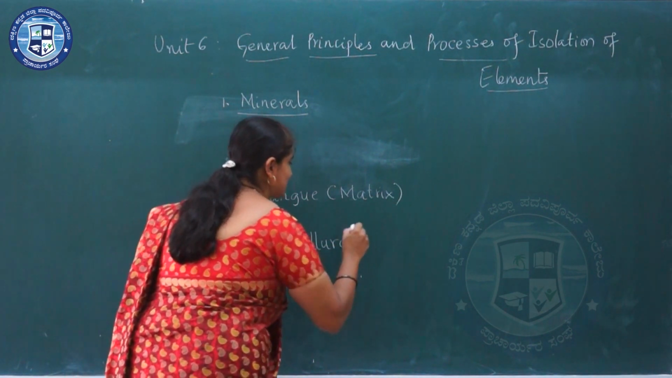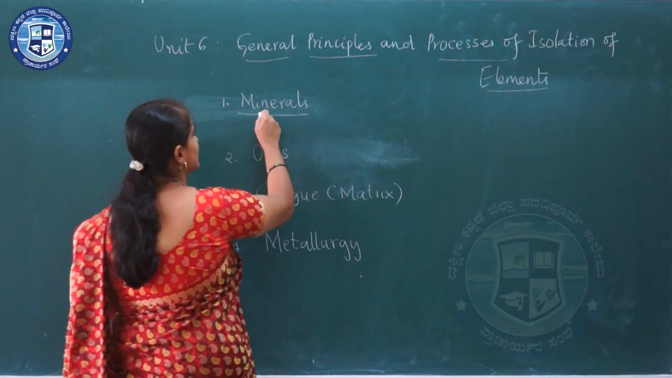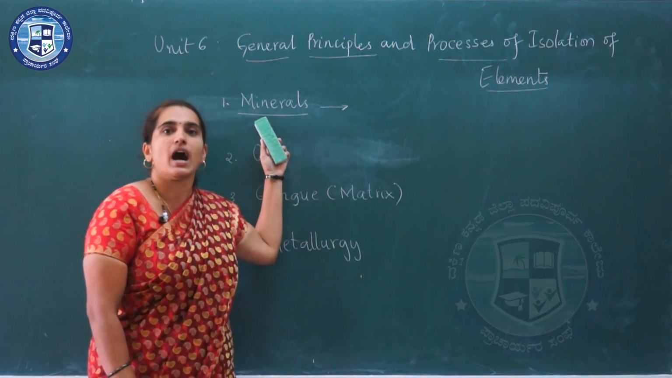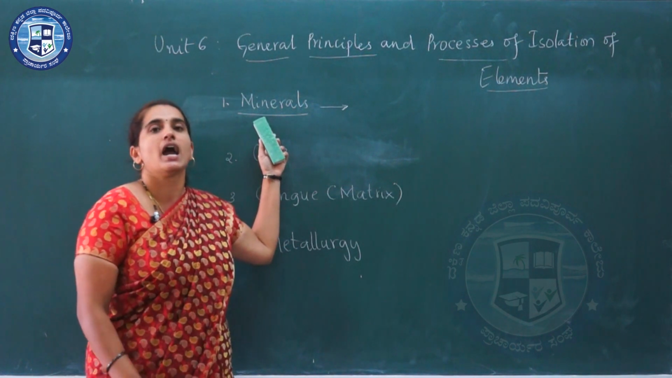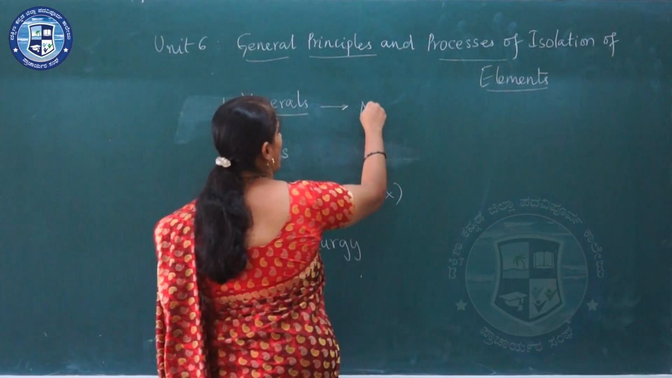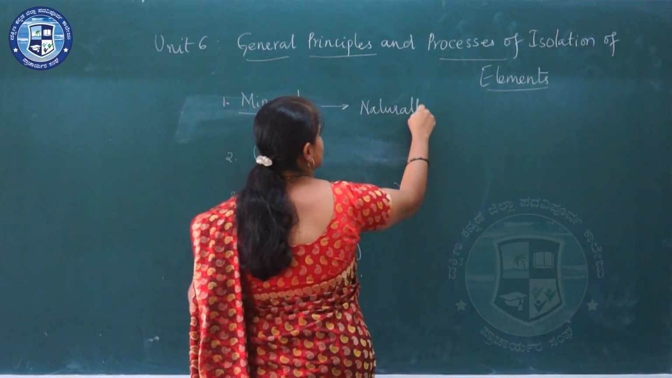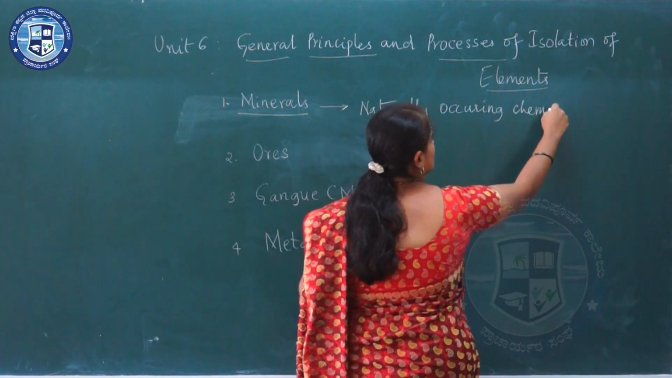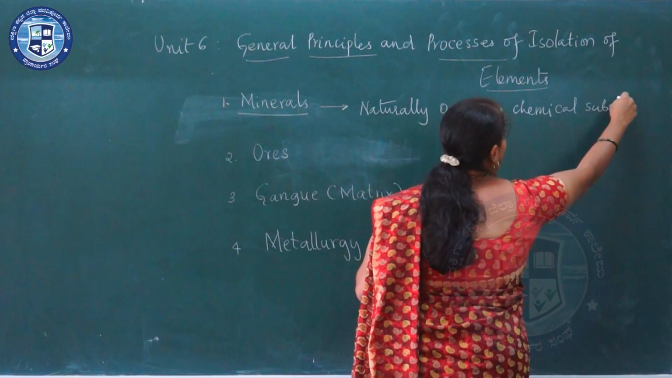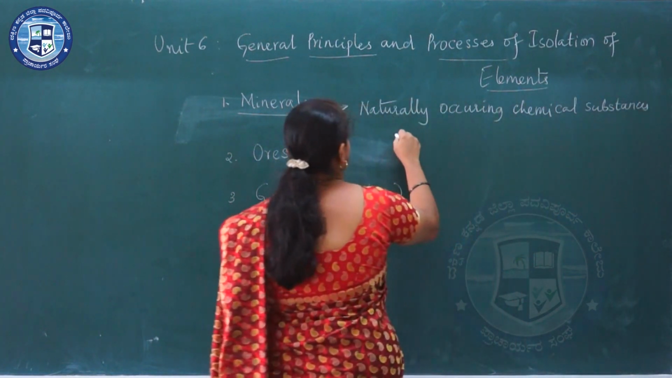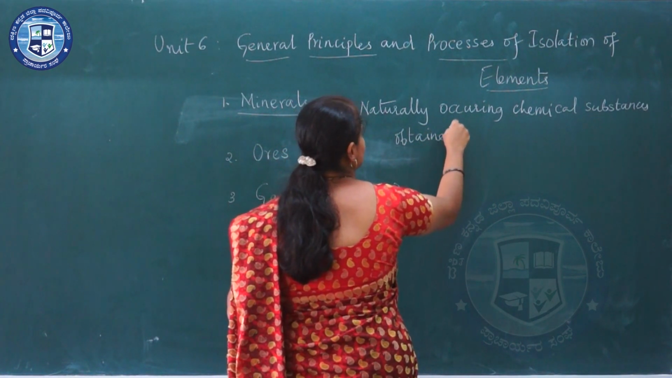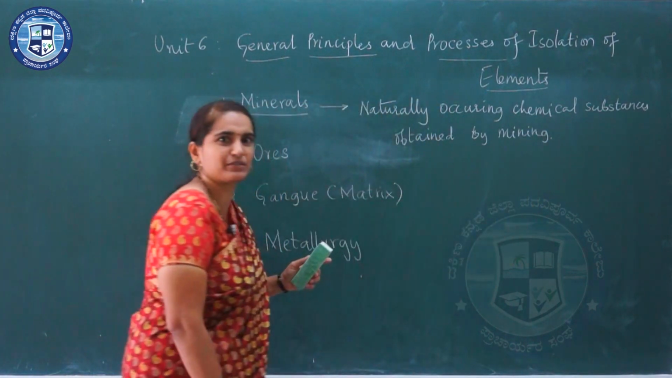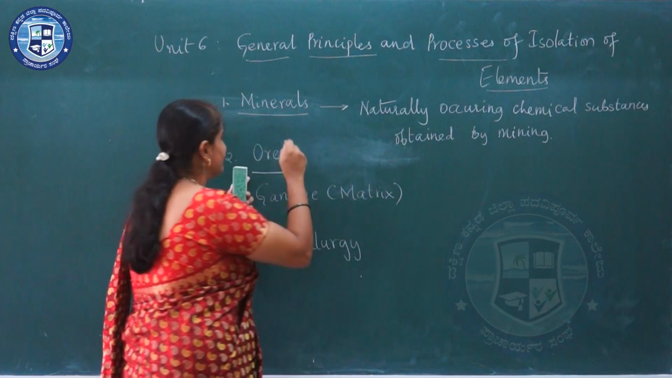Now we shall see what exactly these are. Starting with minerals. Minerals are those naturally occurring chemical substances which are obtained in the earth crust by mining. They are collectively called minerals. I hope you are clear with the concept of minerals.